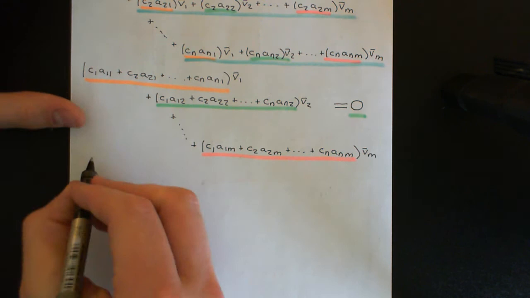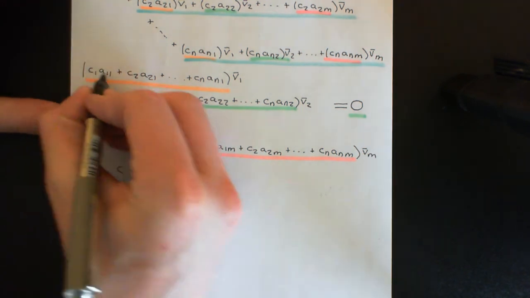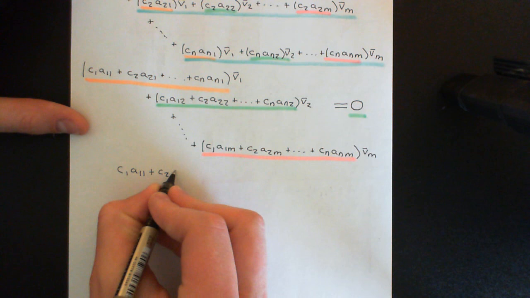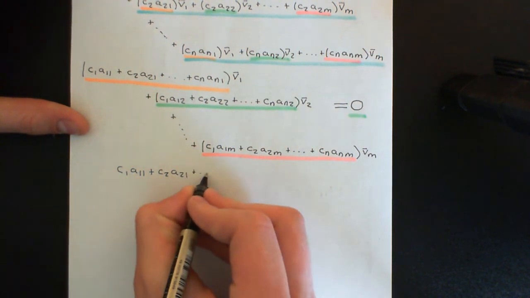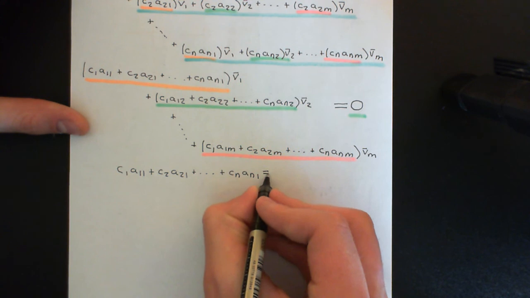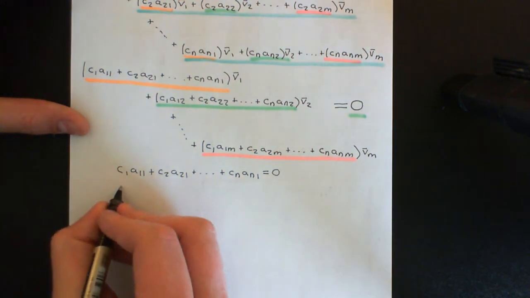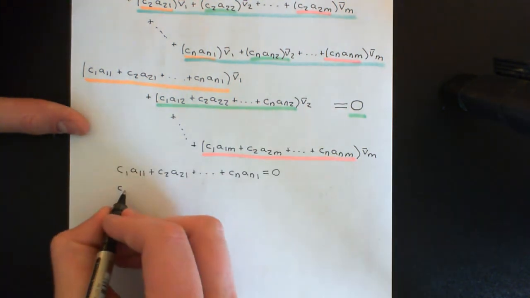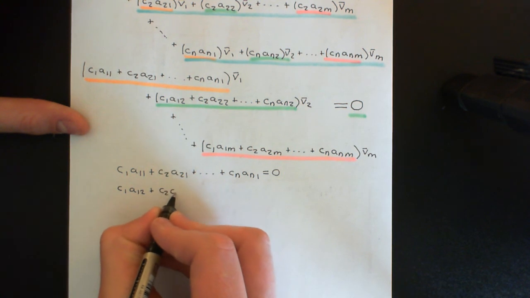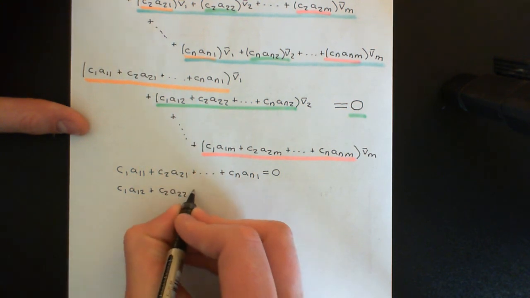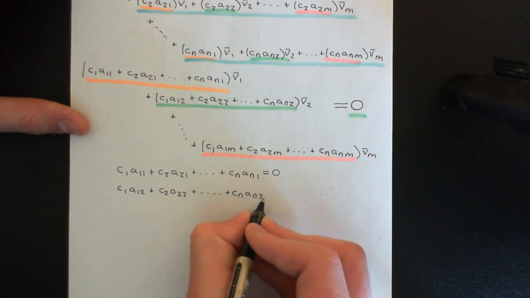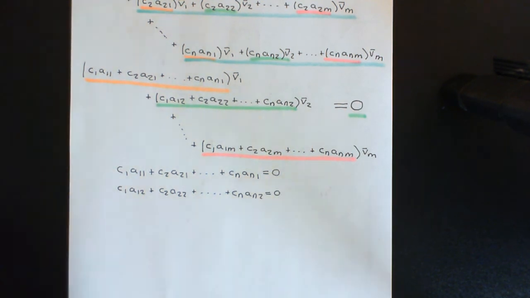Okay, so what I need to be true then, I need this thing to be equal to 0, so c1 a11 plus c2 a21 plus all the way along till we have cn an1, I need that to equal 0. Okay, then let's continue on, so this equation down here now, c1 a12 plus c2 a22 plus all the way along until we have cn an2, that needs to equal 0, and I think I'll just colour these in.